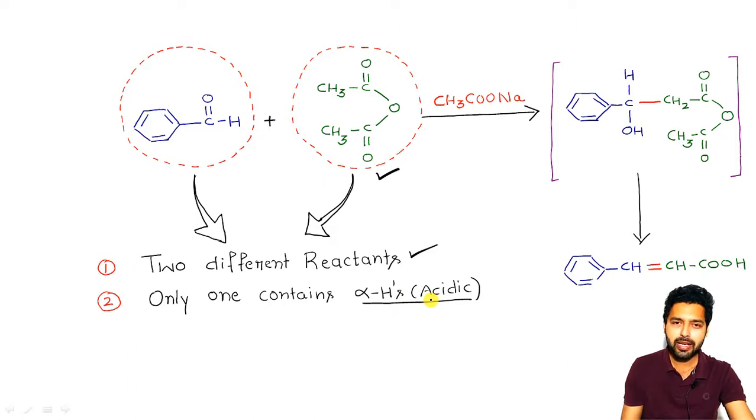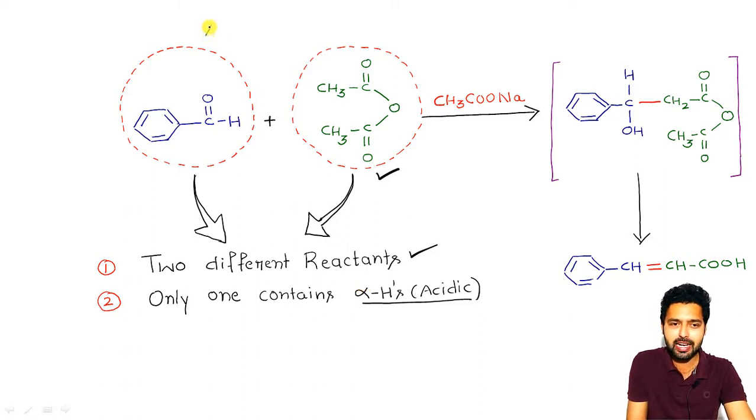So mechanism wise this reaction may look similar to a cross aldol type of reaction, but actually it is not a cross aldol type of reaction. It may look similar, but it is not. The reason is quite simple. As far as an aldol or cross aldol type of reaction is concerned, both the reactants should be either aldehydes or ketones, right? But in this case, only one of the reactants is the aldehyde.